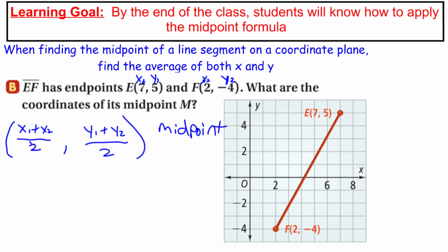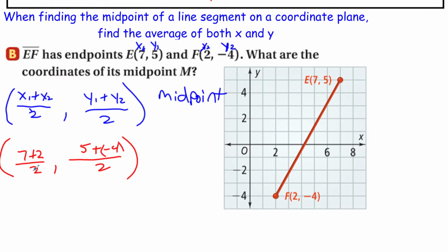So for us, we're going to say that that's going to be the 7 and the 2. Those are my x's. So I'm going to say 7 plus 2 over 2. All right, and then I'm going to do the same thing with the y's. The y's are 5 and -4. So I'm going to say 5 plus -4 over 2. Let me put that in parentheses. Okay, and this is a point, right? This is the x and the y of the midpoint. So this is 9 over 2, which is 4.5, and this is 1 over 2, which is 0.5.